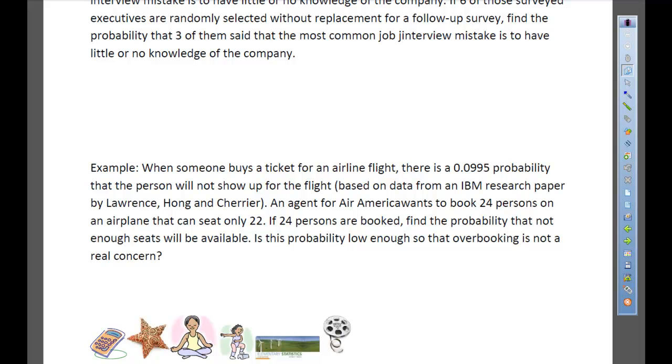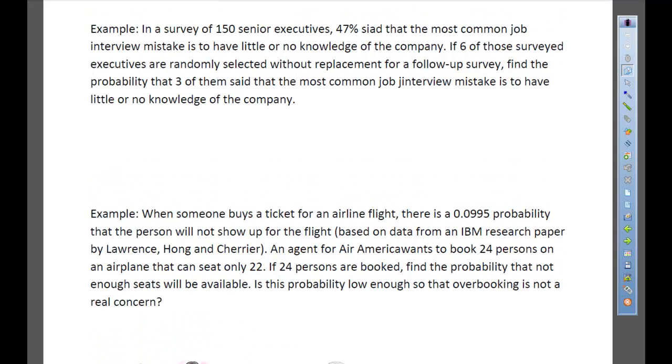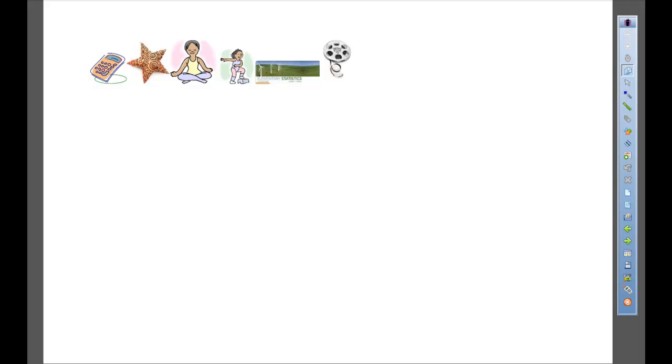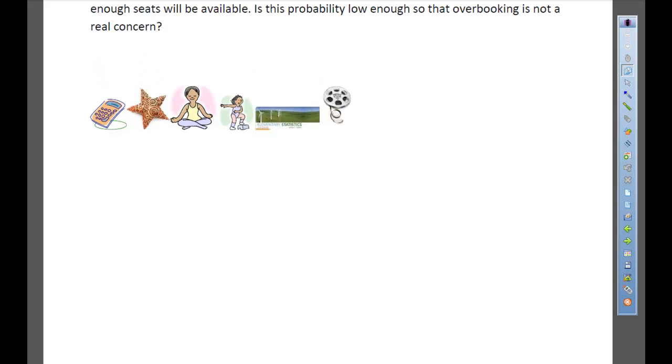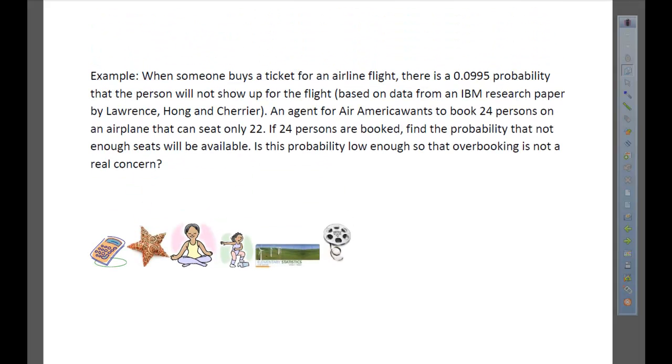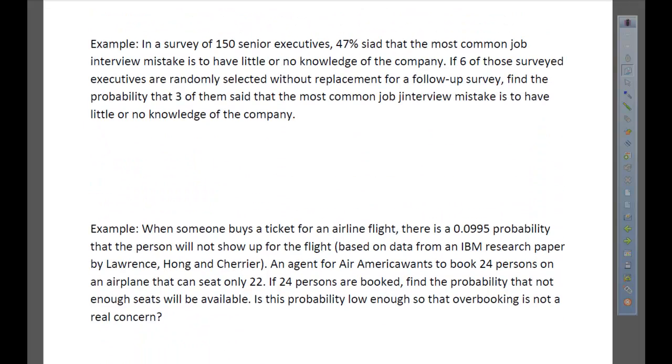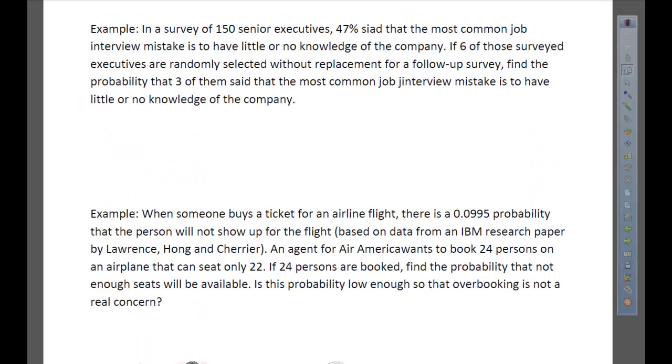Alrighty. Let's do just one more. Which one do we like? Is that the end of your handout? No, good. Okay, good. Or should we do any of these? Pick one.